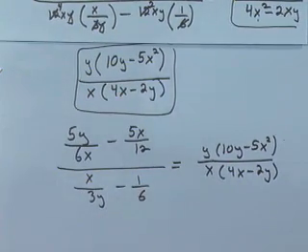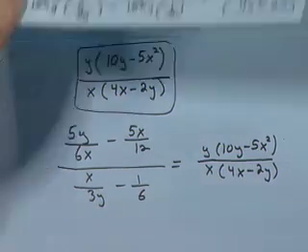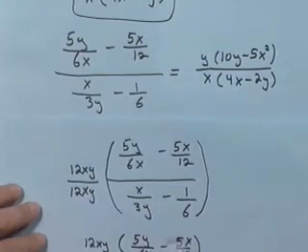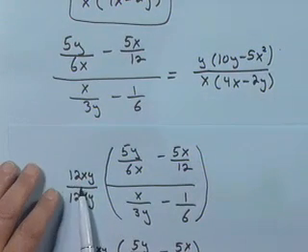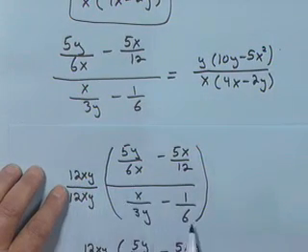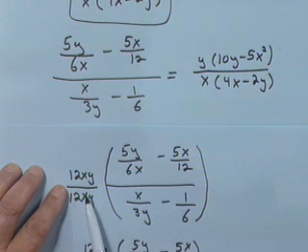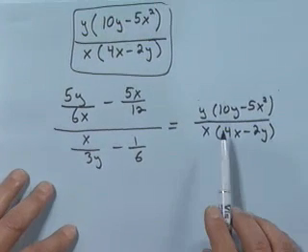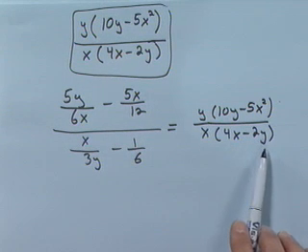So in reviewing this method, remember that what we did was to find a common denominator for all of the various denominators that we have, and we multiplied both numerator and denominator by that quantity, and then simplified. And when we simplified, we ended up with x times 4x minus 2y.